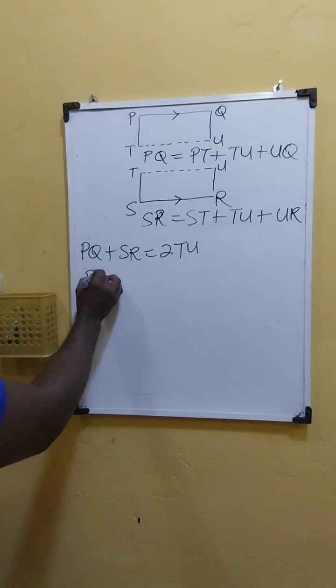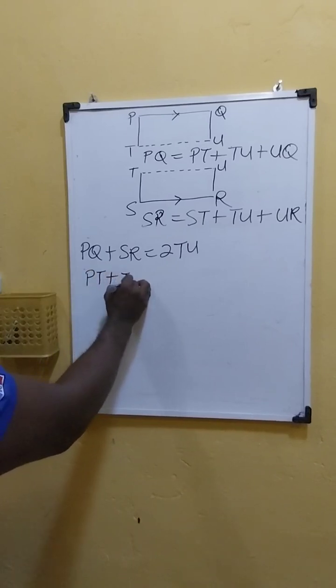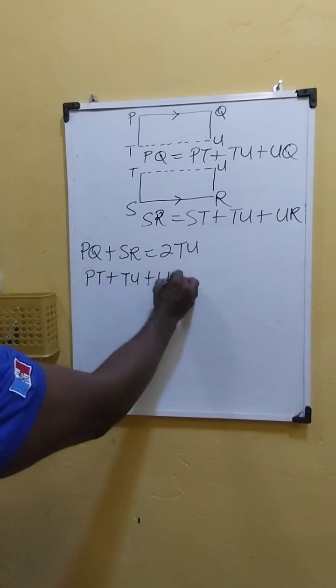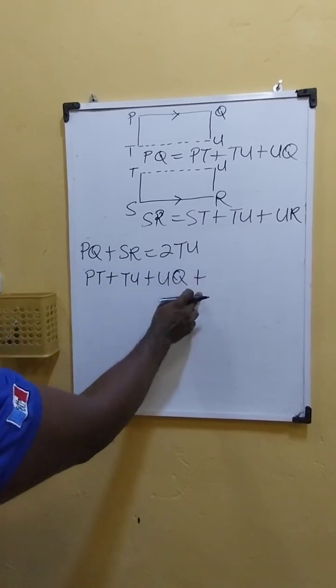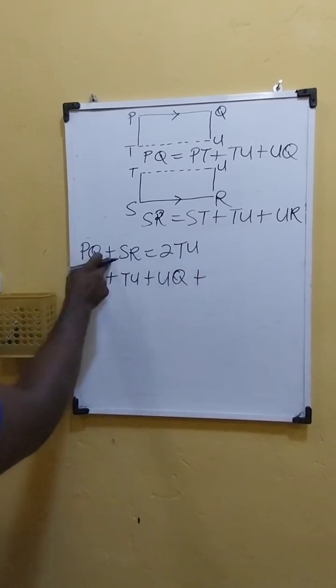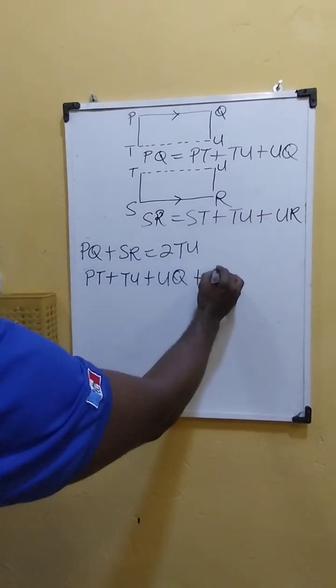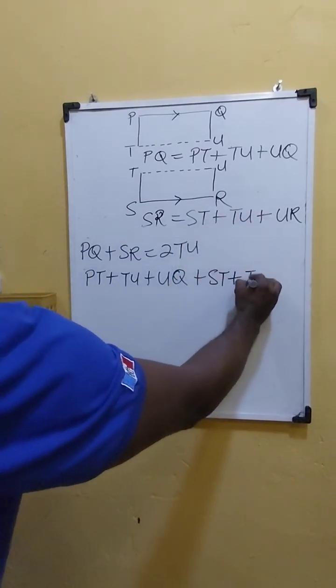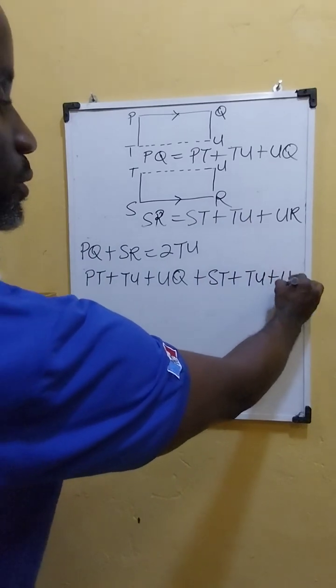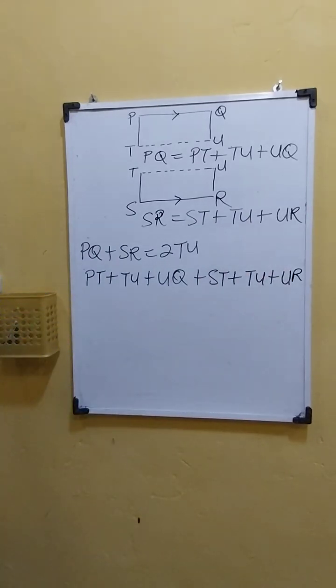That means it's going to be PT plus what? TU plus UQ plus, remember it is PQ plus S arrow. So what is S arrow? This part of the vector. So we bring it down, ST plus TU plus U arrow. Are we all following? Are you following me? Yes, sir. All right. So it's just simple logic.